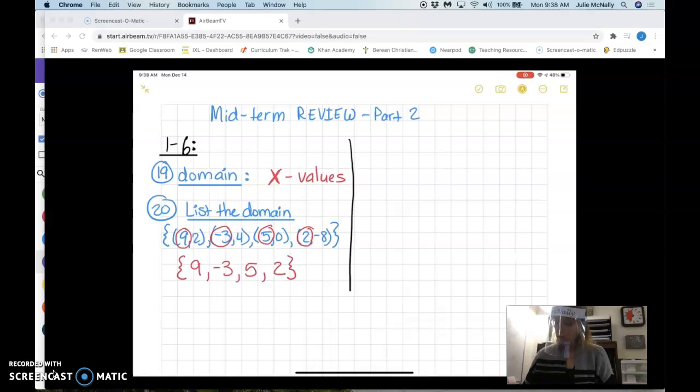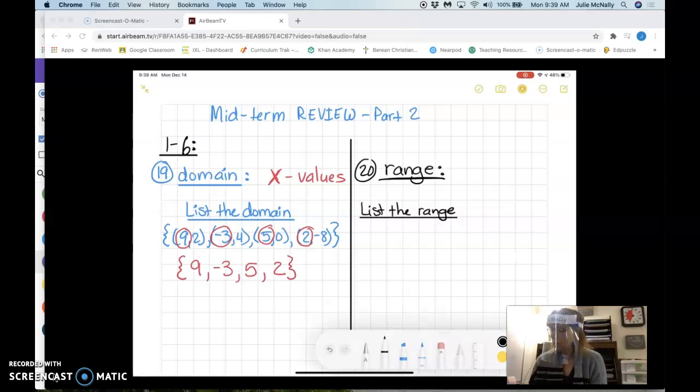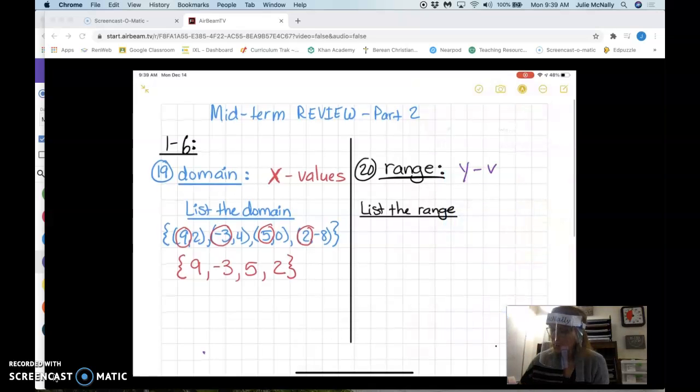So let's do the same thing for range. Okay, so number 20 is telling me what is the range. What is the range? The Y values. And the way I remember the differences between these two is I always say domain and range together. I always say domain first. X's come first in the parentheses. So that's how I remember it. Yes. D comes first in the alphabet before R. That's a good one. Ooh, I like that.